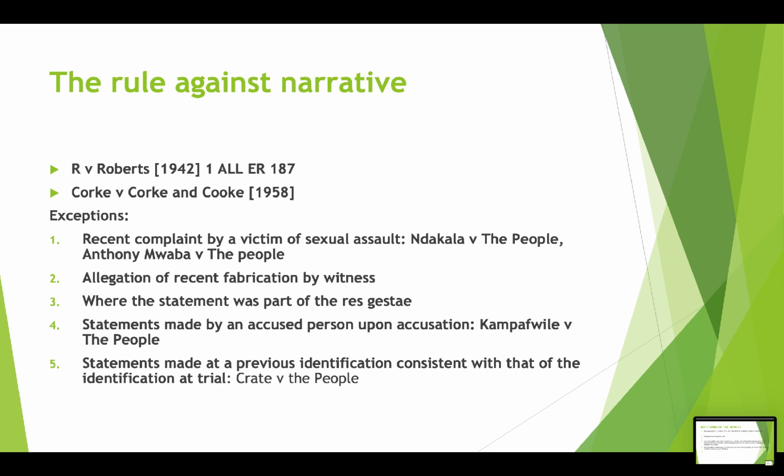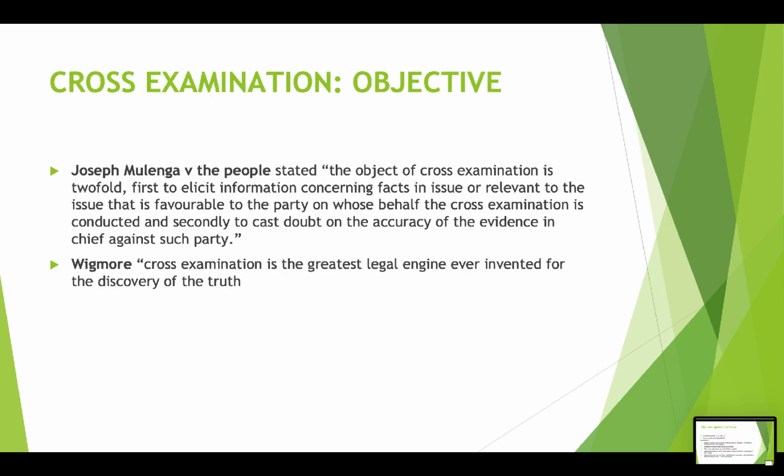The fifth exception is identification evidence. Here we have the case of Creative v. the People, where a witness made an identification at an earlier point that is consistent with their identification at trial. That earlier identification can be admitted to support the reliability of the current in-court identification. This is done because identification evidence is usually unreliable. Courts want to know whether the witness consistently identified the same person or whether they changed the identification somewhere along the way.